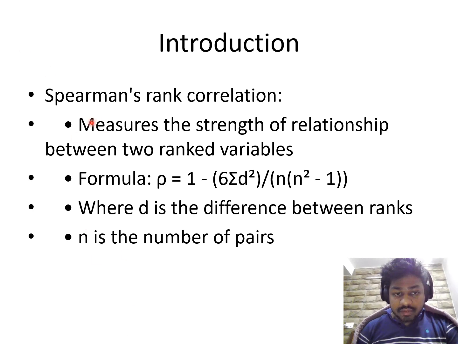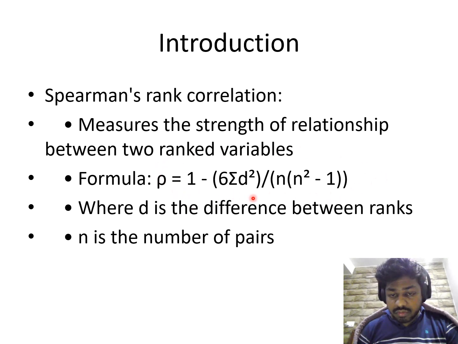As discussed from the previous slide, Spearman rank correlation measures the strength of a relationship between two ranked variables. The formula is given by 1 minus 6 sigma d square by n cube minus n, where d is the difference between the ranks and n is the number of pairs.